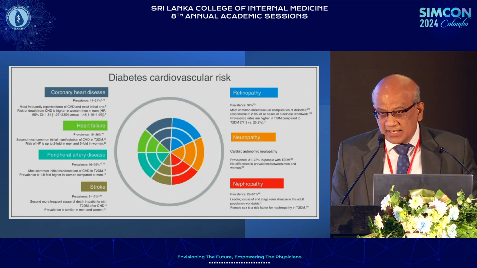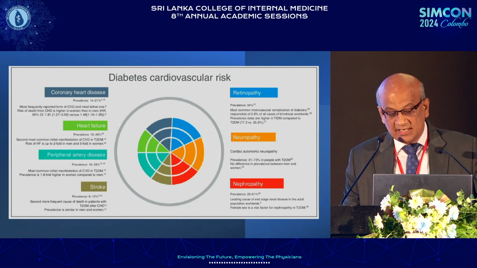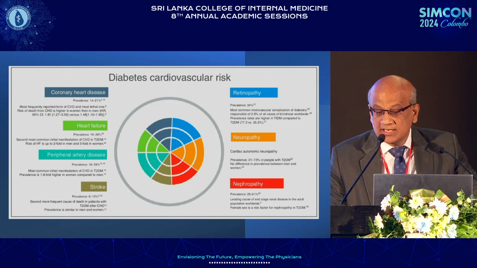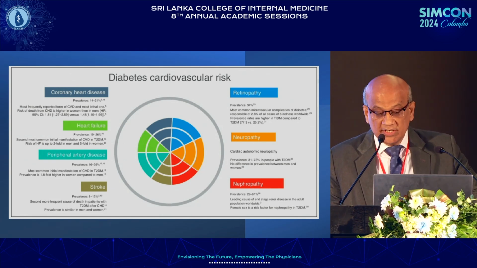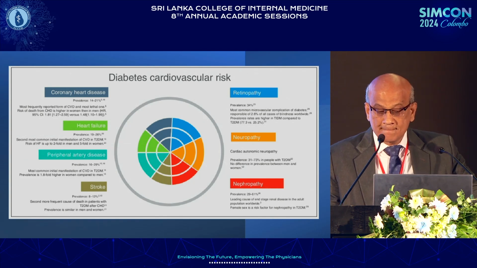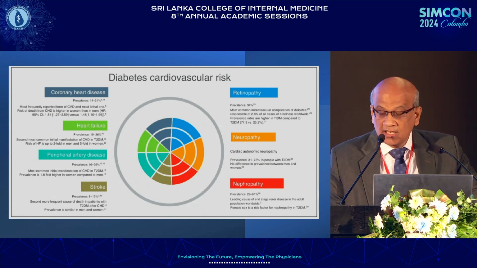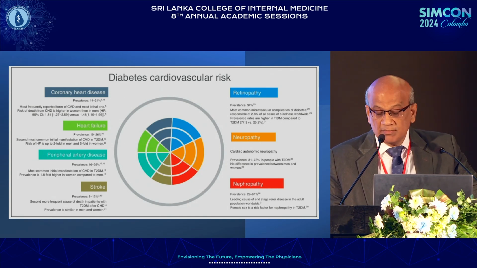Now this slide summarizes all complications of diabetes. On your left hand side, you have the macrovascular disease, and on the other side, you have the microvascular disease. To start with, the coronary artery disease, and that is the one that causes the highest number of deaths, and then came the heart failure, then the peripheral vascular disease, then the stroke.